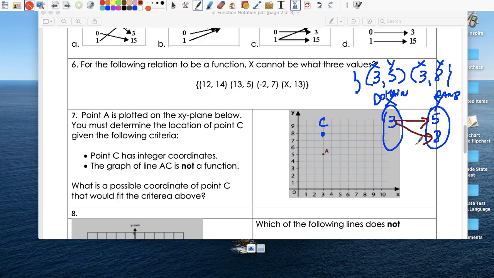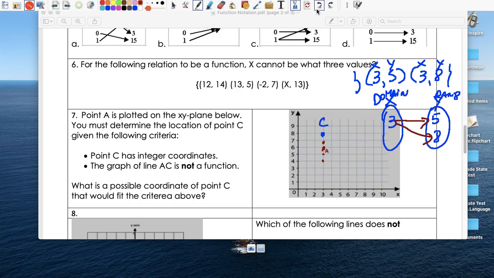It's like that soda machine example I told you. We press Coca-Cola. Sometimes it comes out as Coca-Cola, sometimes it comes out as Fanta. If we want this to be a function, that cannot happen. So this does not work.